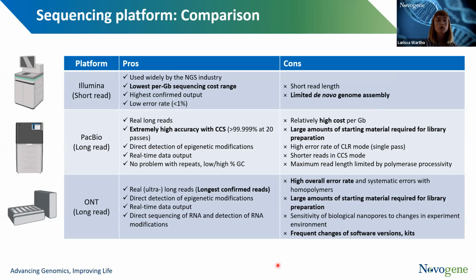PacBio and Oxford Nanopore instead are both able to generate really long reads. However, they are quite error prone. PacBio has the advantage that it has the CCS mode, which is really accurate, whereas the CLR mode, as mentioned in the previous slide, is not that accurate. Both PacBio and Oxford Nanopore are able to directly detect epigenetic modifications. However, they are quite expensive, and you also need quite a large amount of starting material for the library preparations.